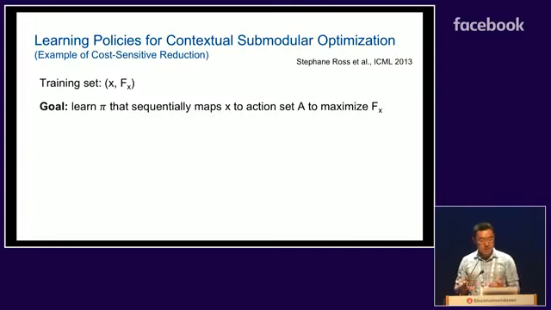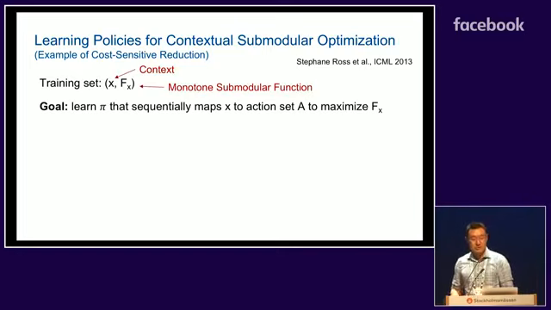Now I'm going to give you a little bit of detail on one example where we actually have to reduce to a cost-sensitive classification error because the original loss function was not trivially additive. This is a paper called Learning Policies for Contextual Submodular Optimization. The basic idea is as follows. We have a training set of context, comma, submodular functions. So x is the context, and f sub x is a monotone submodular function associated with that context.